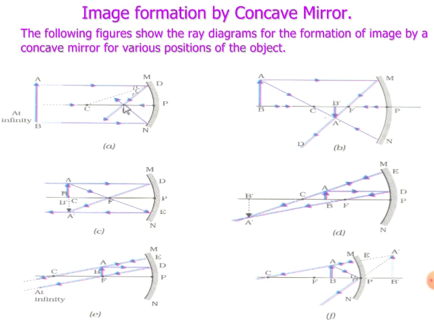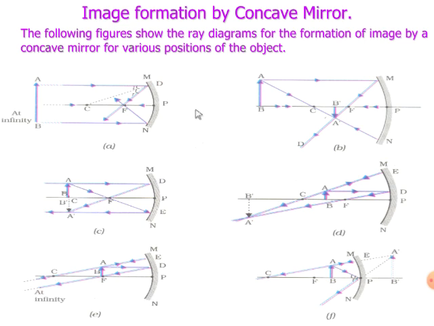The image. So in this case, if the object is beyond center of curvature or at infinity, then the image will be formed at focus, right? And the nature of the image will be what? Real, inverted, and highly diminished.